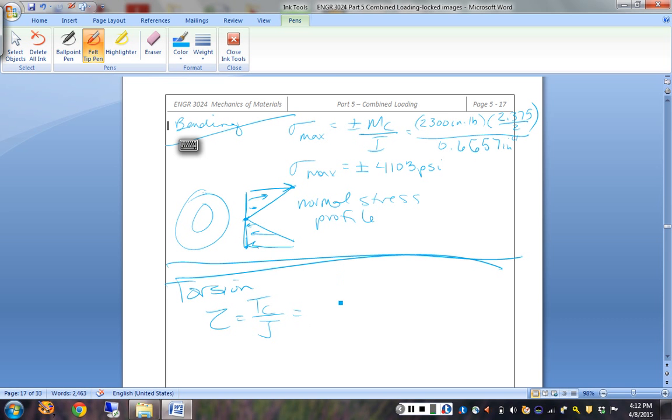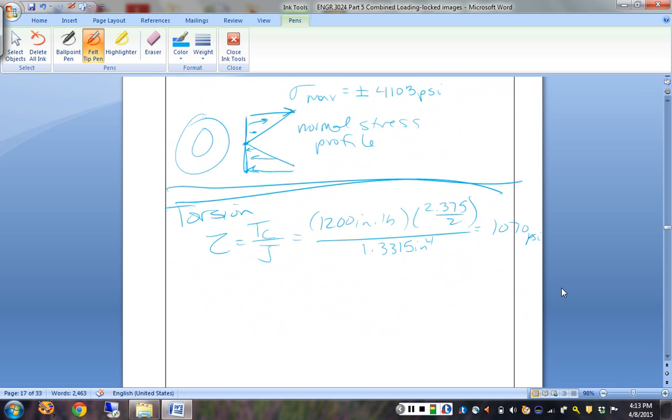But what's my torque? My torque was 1,200, right? 1,200 inch-pounds. What's my C? It's the same. It's a different quantity in that we're talking about just the distance from the center to any point on the outside because it's round, but it's the same value. So 2.375 over 2, and J is twice that, 1.3315 inches to the fourth, and that ends up being 1070 psi.